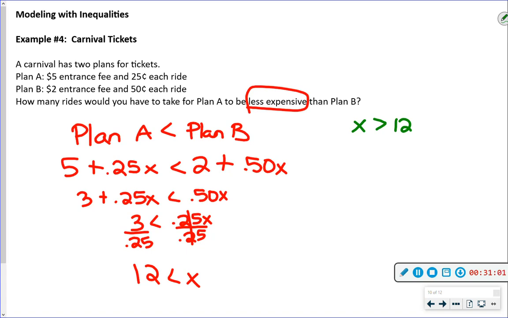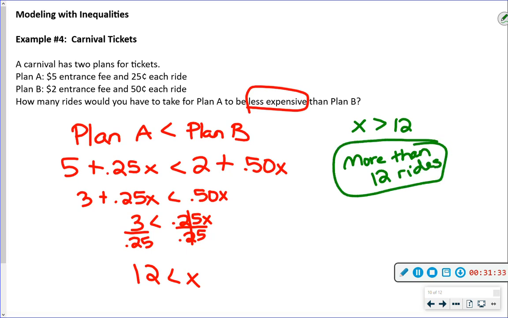So final answer, how many rides would you have to make for plan A to be less expensive? Is 12 an answer? No. Anything that is greater than 12. So I'm going to say more than 12 rides, over 12 rides. Can you write a decimal of a ride? No, you could say 13 or more rides. How are you going to say it? Short and sweet, I'm just going to say more than 12. Here's my final answer for that.